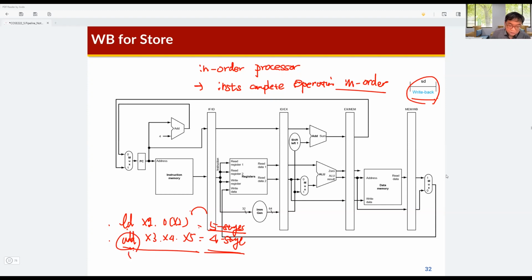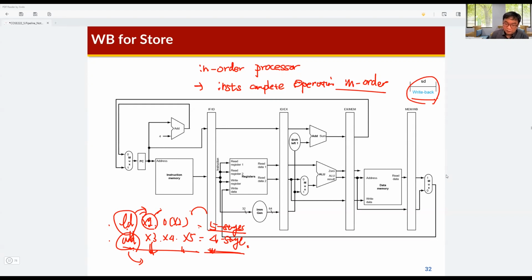So when the add instruction tries to write its result to the register file, at the same timing, the load instruction needs to write its result to the register file. But as you can see, our register file has only one write port. So even though the add instruction is completed at the same time, we need to delay the write of this add instruction.